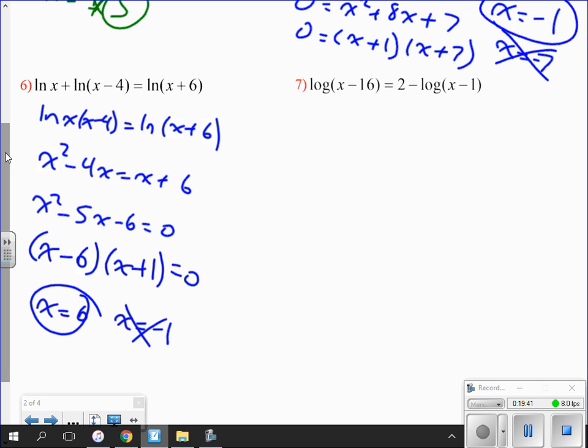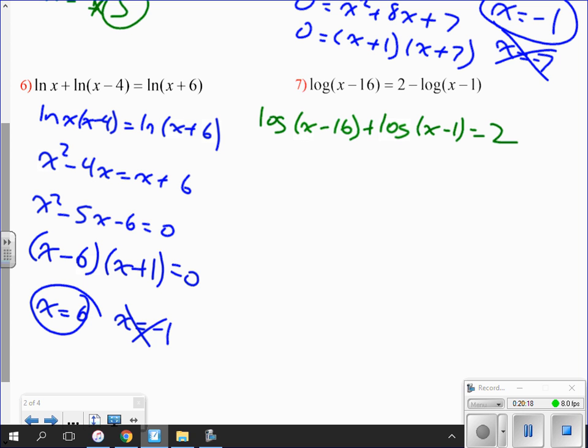So next one. I cannot do what I just did because I can't get one log equal to one log. I got something else. If I have something else, I get all the logs on one side, all the something else on the other side, and go from there. So my first step is to add log of x minus 1 to both sides. So I get the log of x minus 16 plus the log of x minus 1 is equal to 2.